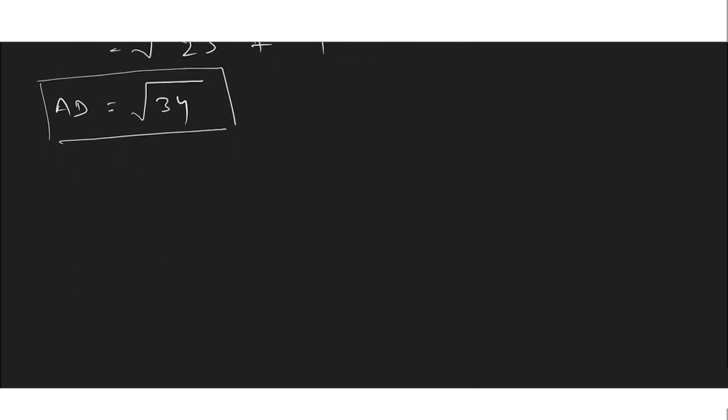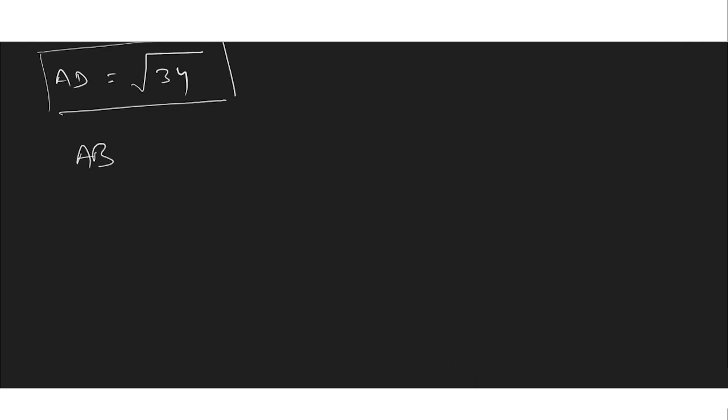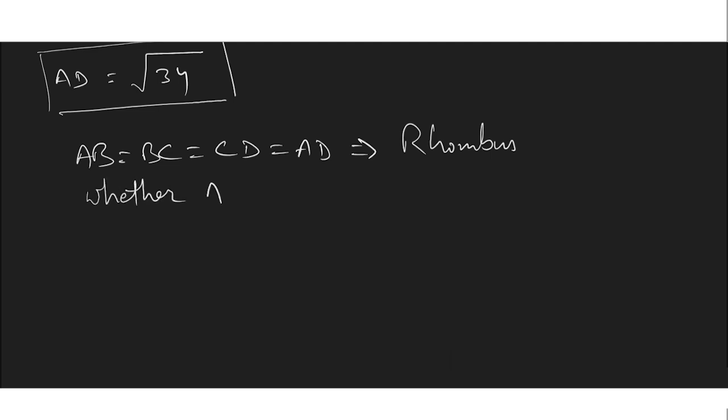So up to here, we have established that AB is equal to BC is equal to CD is equal to AD. This implies that we have already proven that the given figure whose vertices are A, B, C and D is a rhombus. We have proved that. And now, to prove that it is a square, we have to establish one more fact, that its diagonals are equal. That is, we have to check whether AC is equal to BD.